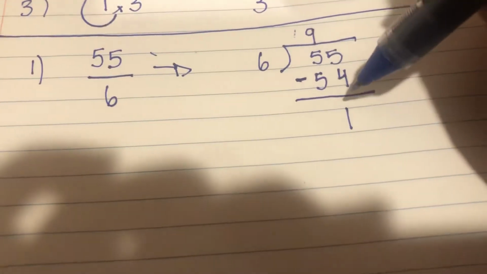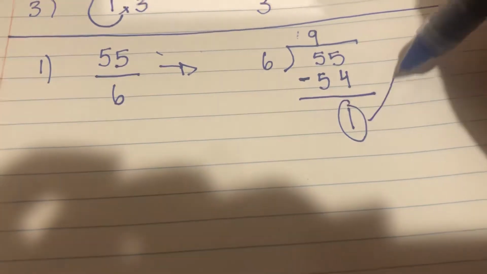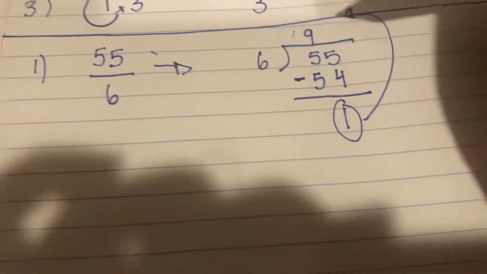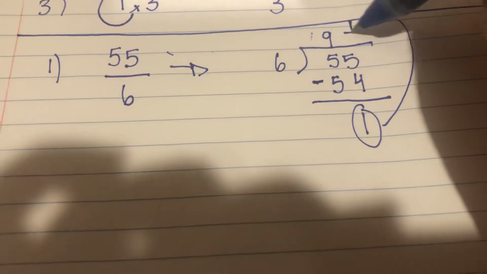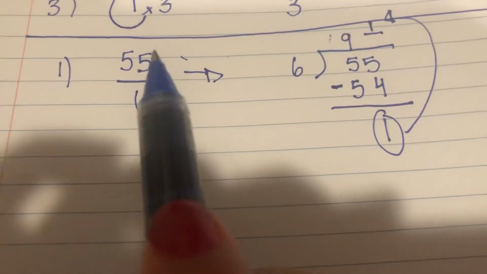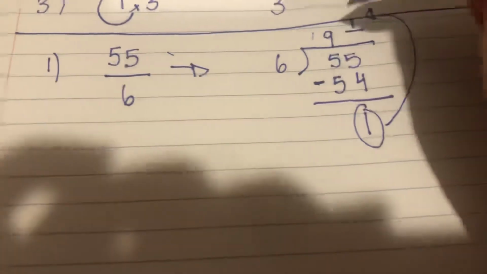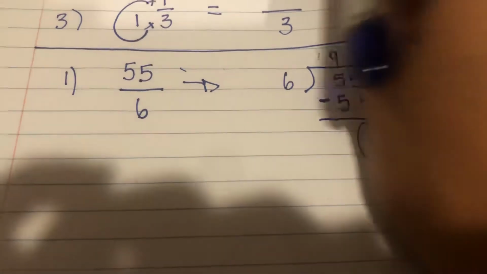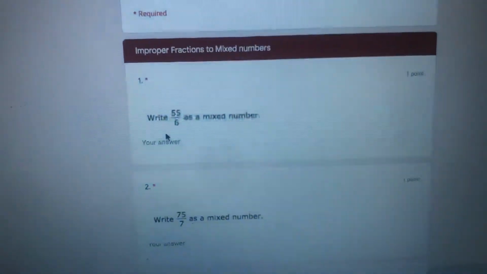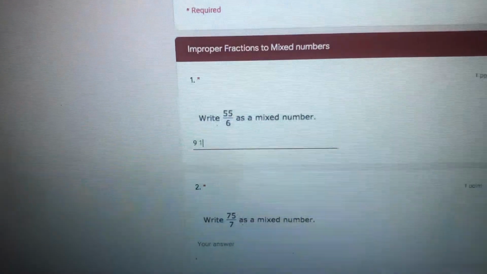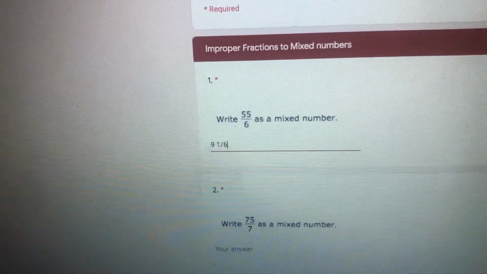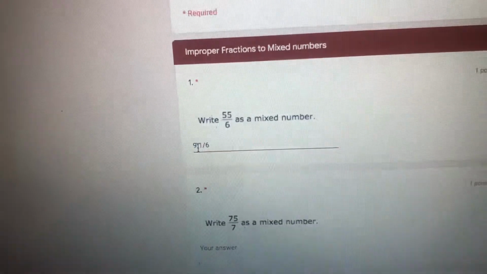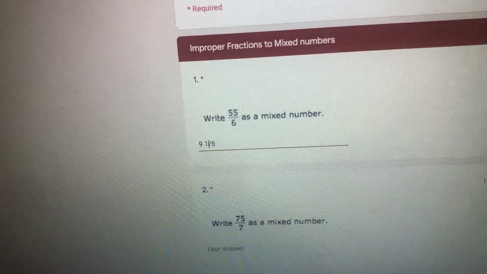Then we take our remainder, and that becomes the new numerator. So this would be 9 and 1 over, and the denominator stays the same. Remember, the denominator always stays the same. So it would be 9 and 1 over 6. When I type this, we're going to put 9 and 1 over 6. Make sure you put a space in between these to show that there's the whole number and the fraction.